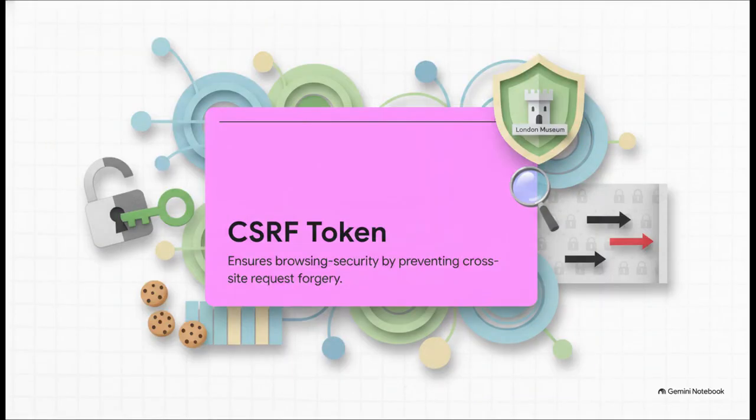Now, actually scratch that. It's important to note that not all tracking is inherently malicious. Some of it is actually really protective, like a mechanism to prevent cross-site request forgery. The London Museum website uses a specific cookie called a CSRF token. Think of it as a digital security guard, ensuring your browsing security by preventing unauthorized commands from hijacking your trusted session. So the technology itself is neutral. It's the application of it that really matters.